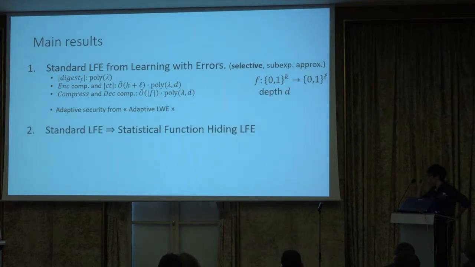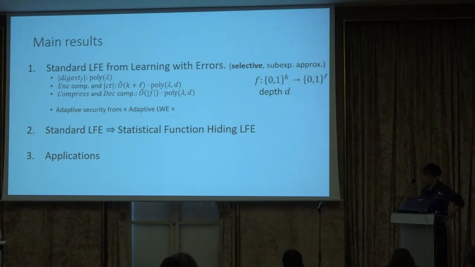As a second contribution, we show that the standard notion of Laconic function evaluation that I talked about, with deterministic compression, actually generically implies statistically function hiding, where the digest actually hides the function statistically. And last, we give some applications to motivate the introduction of such a primitive.